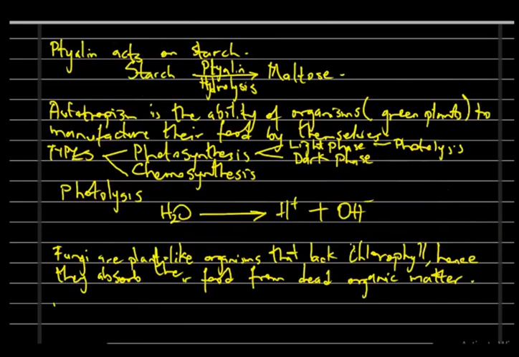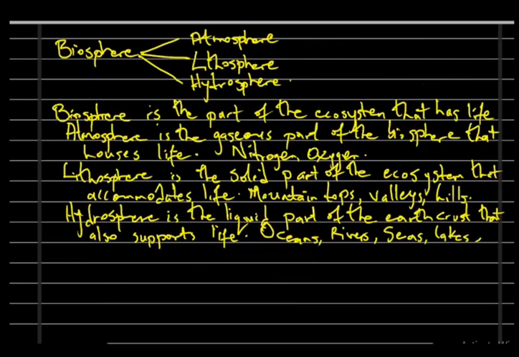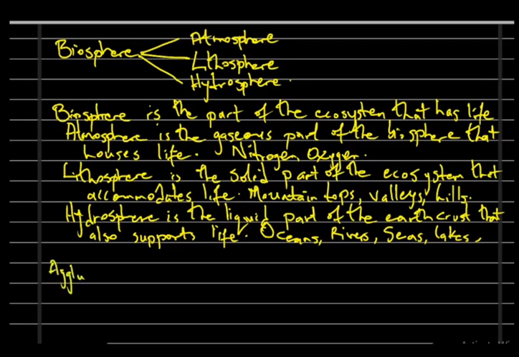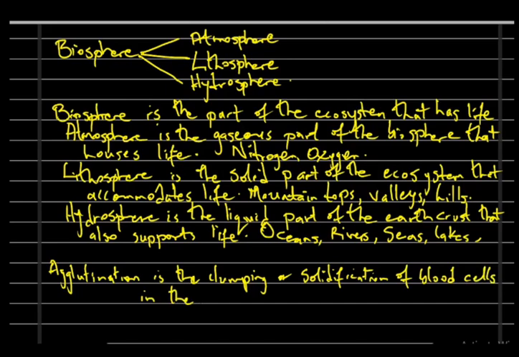Let me put short notes down for this. The first option, option A, talks about agglutination, then fusion. Agglutination is the clumping or solidification of blood cells in the blood vessels. So when this happens, it can result in death of the organism. Fusion cannot be used in this condition even if it is talking about the cohesiveness between two substances.